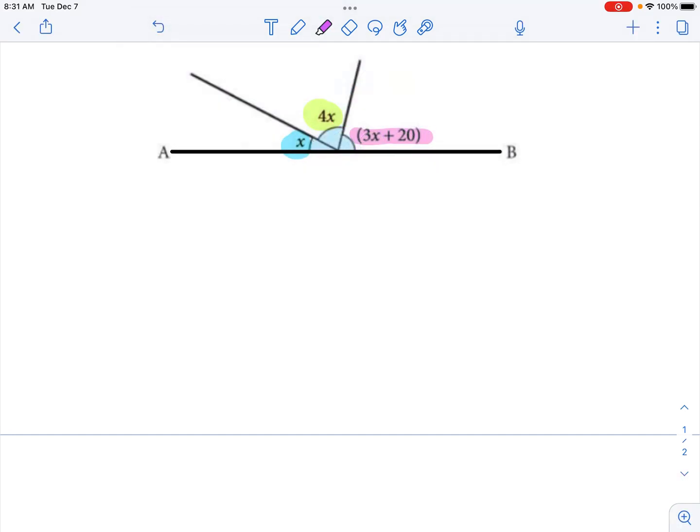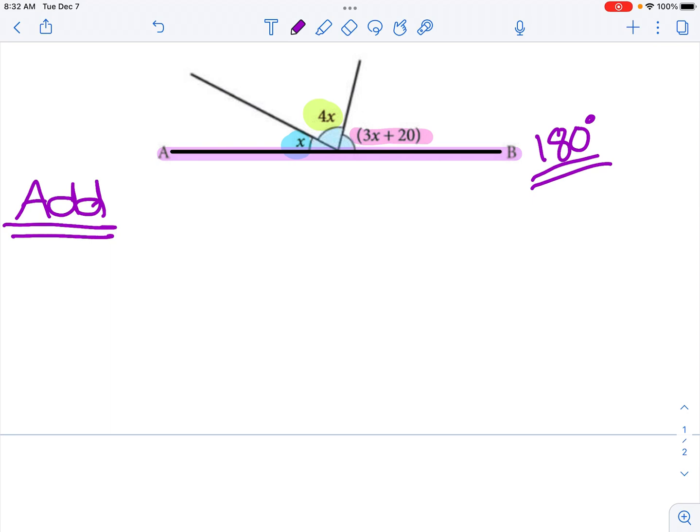In this case, I see a straight line. AB is a nice straight line. I know back from my previous angle work that a straight line always adds up to 180 degrees. If I had a circle, it would be 360. If I saw a right angle, I would know that that was 90. You have to look at your picture. It depends on what they give you. In this case, they give us a straight line. So in this problem, I need to add all of my pieces, all of my little angle chunks up to 180 degrees. I know that the sum of them will be 180.